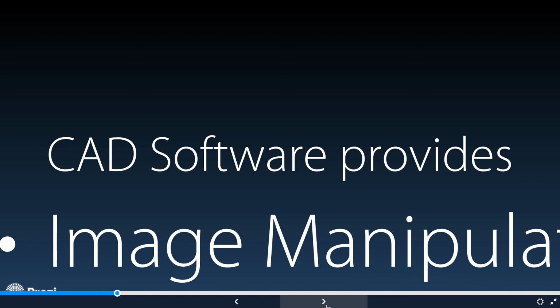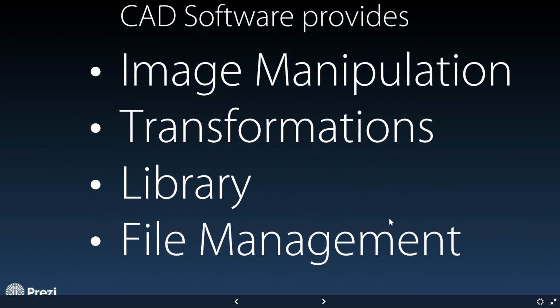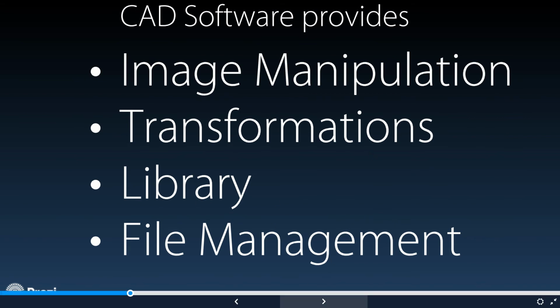Now, of course, CAD software provides these things: image manipulation, transformations, library and file management. So that's what we're talking about in regards to the manufacture of products using CAD software.